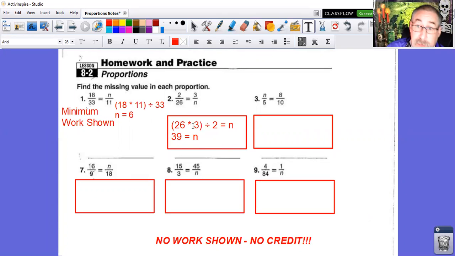This is the work you have to show me, the minimum work. You can do the proportion, you can do the cross multiplying in the equation format, but this is the minimum. So here you have 4 problems that you have to do, with minimum work shown.